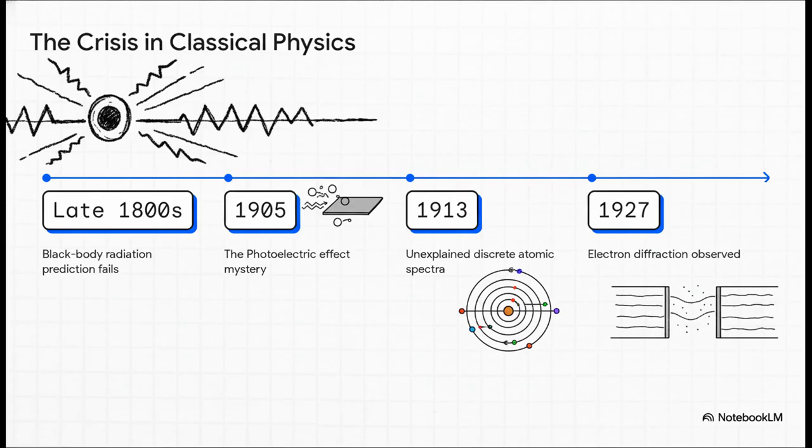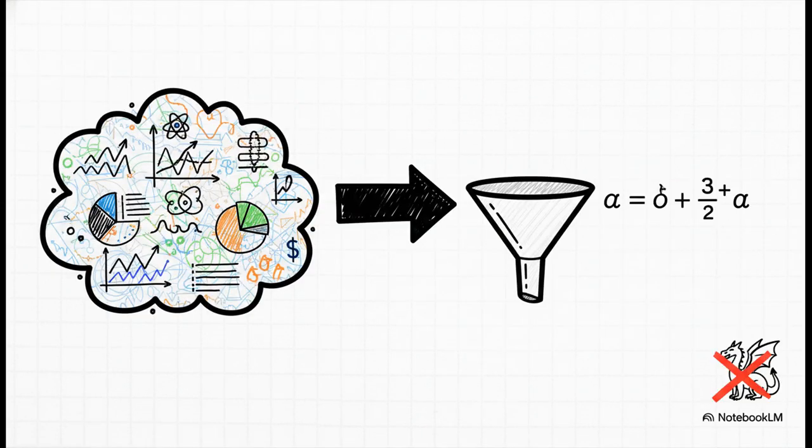The old rule book was failing, right there in the lab. So the main takeaway here is that quantum mechanics wasn't just pulled out of thin air. The math was forced into existence by the raw data from experiments. It's not a fantasy, it's just a way of describing the patterns we actually observe in nature.